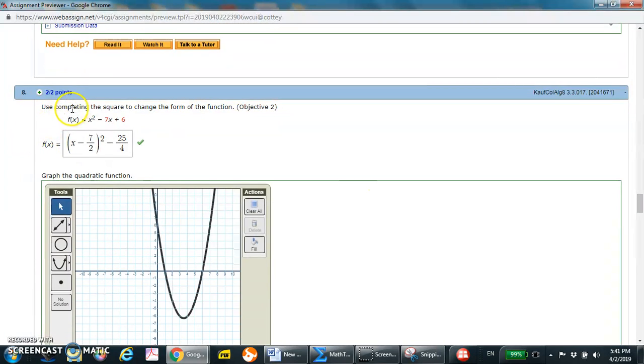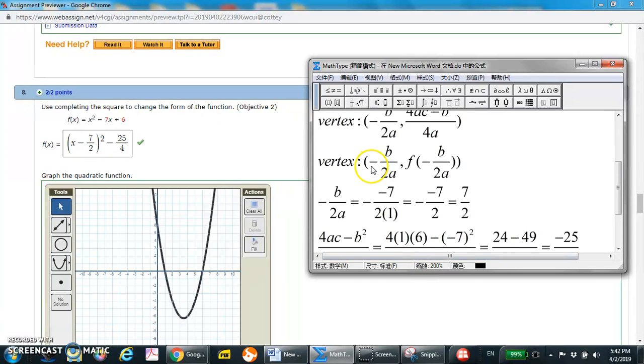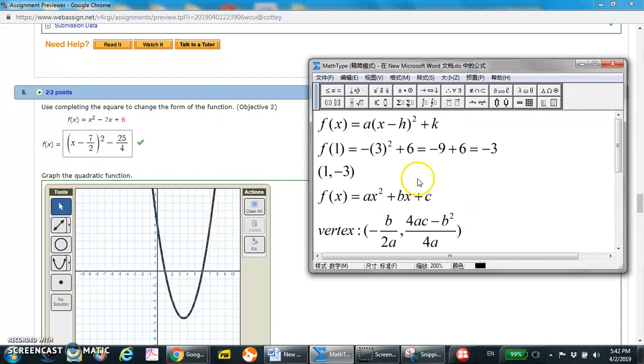So if you don't want to use this technique to change the function, you can use the formula to find the h and to find the k, and then you plug in the h and k into the standard form. So you will be able to convert the function into the standard form.